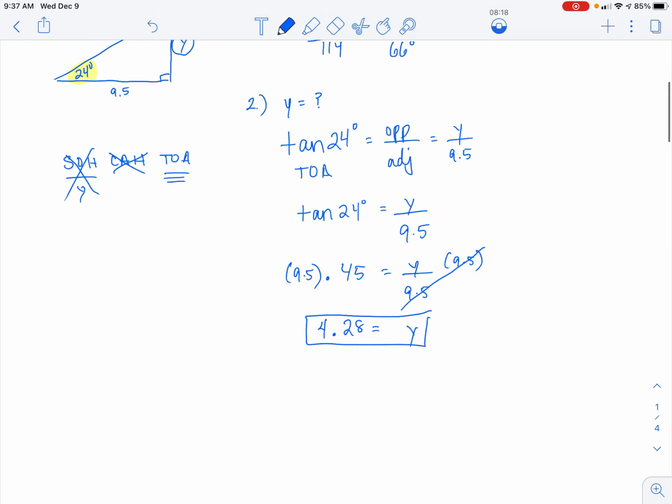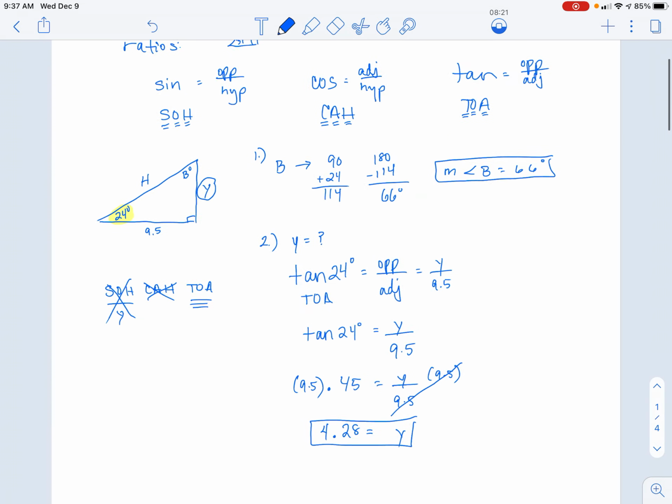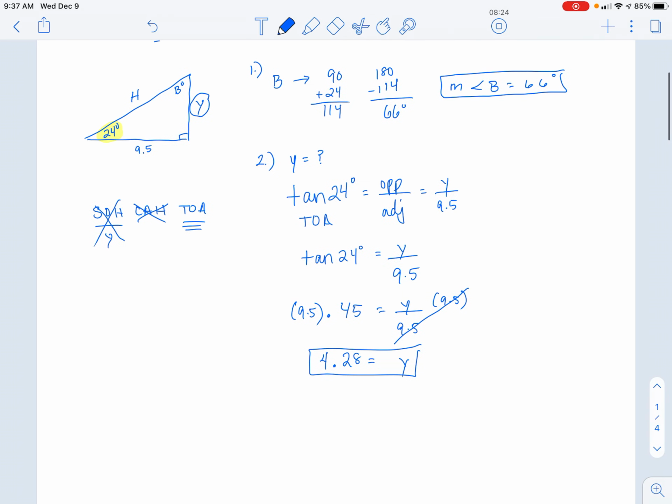Now let's do a third step here. I don't want to lose sight of my little triangle over here, so I'm going to do this over here if you don't mind. You're just watching me anyway. So for the third part of this, we need to solve for h. So what is the measurement for h? Okay, so we're going to use the 24 as our angle again. We notice that h this time is the hypotenuse, so whatever trig ratio we choose to use has to include the hypotenuse.